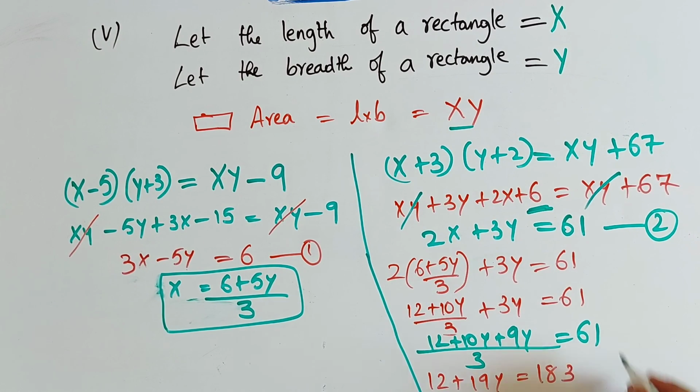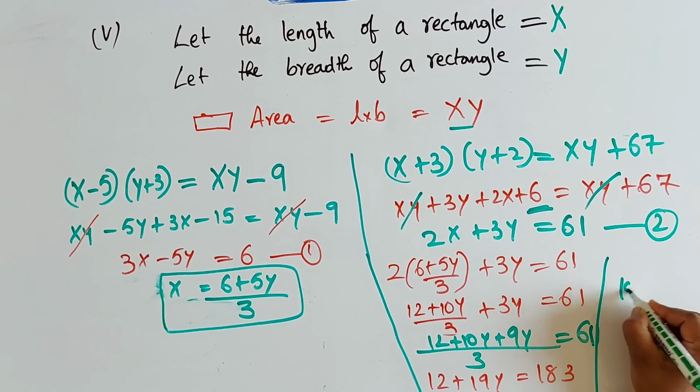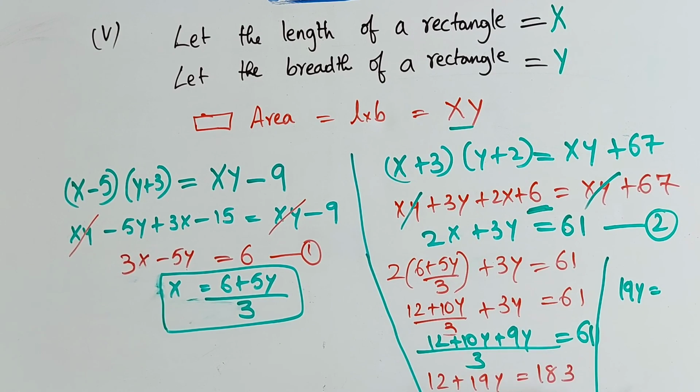Right. Here 19y equals, children, 183 minus 12, that equals 171. Y equals 171 by 19. That means the y value is 9, children.